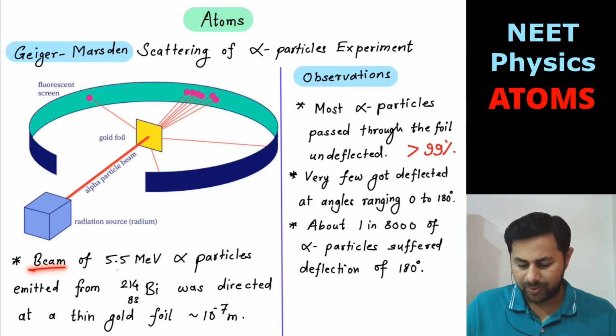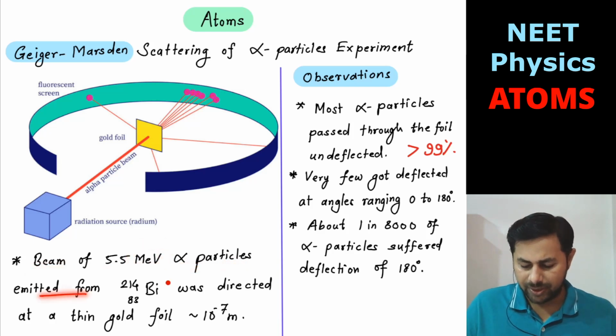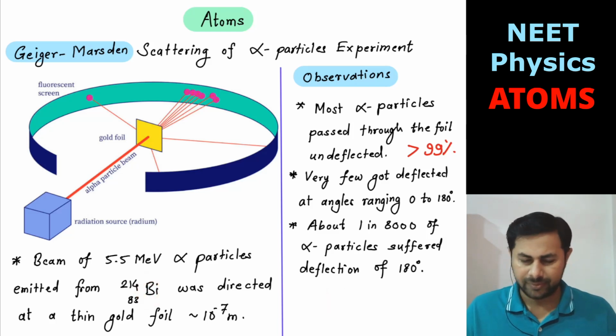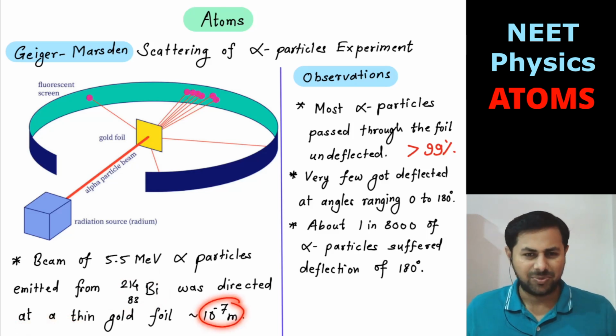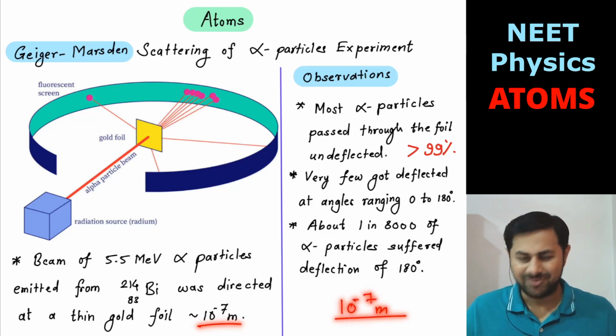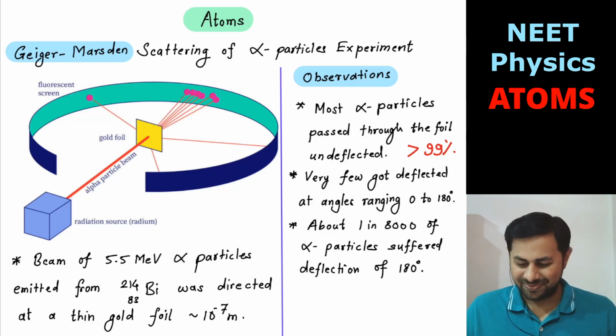A beam of 5.5 mega electron volt alpha particles is emitted from this source, 83214 Bi, bismuth. They were directed at a thin gold foil, and the thickness of the gold foil is very small. It is 10 raised to minus 7 meters, less than 1 micrometer.